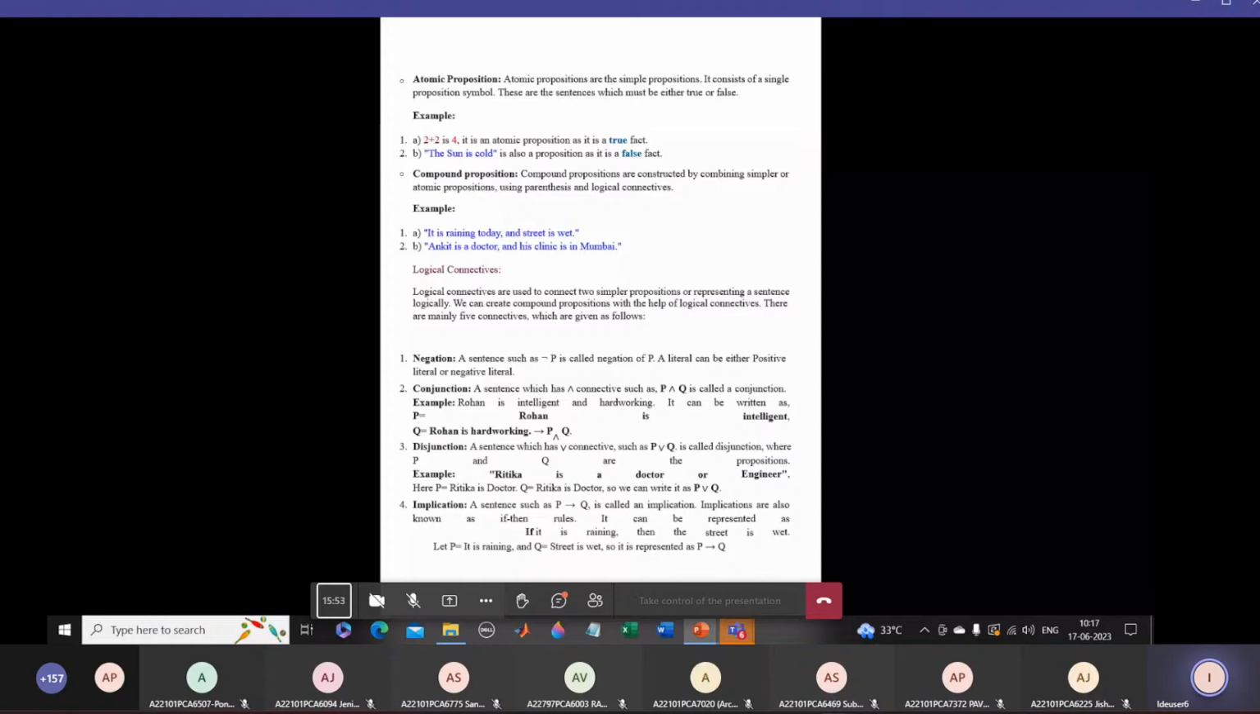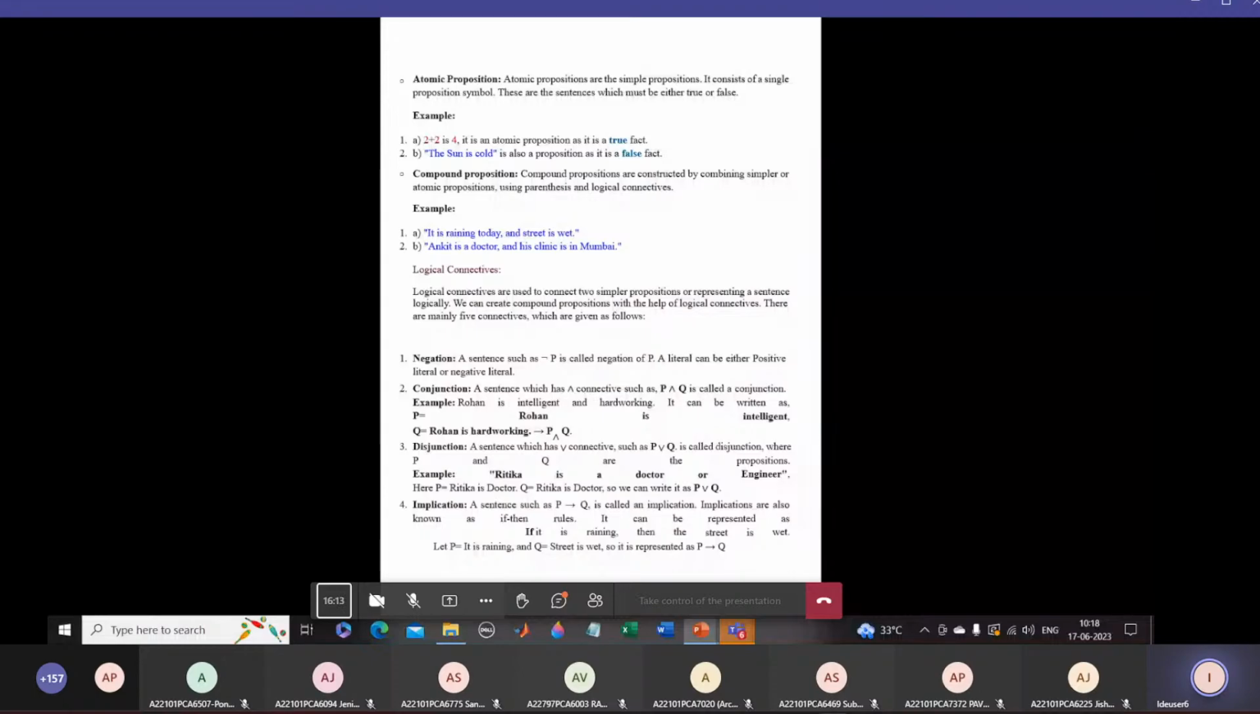Okay, when we combine each sentence, it becomes a compound proposition. For example, it is rainy today and the street is wet. And what are the logical connectives? They are used to connect two simple propositions, or they represent the sentence logically. So with the help of connectors only, we can form compound propositions.